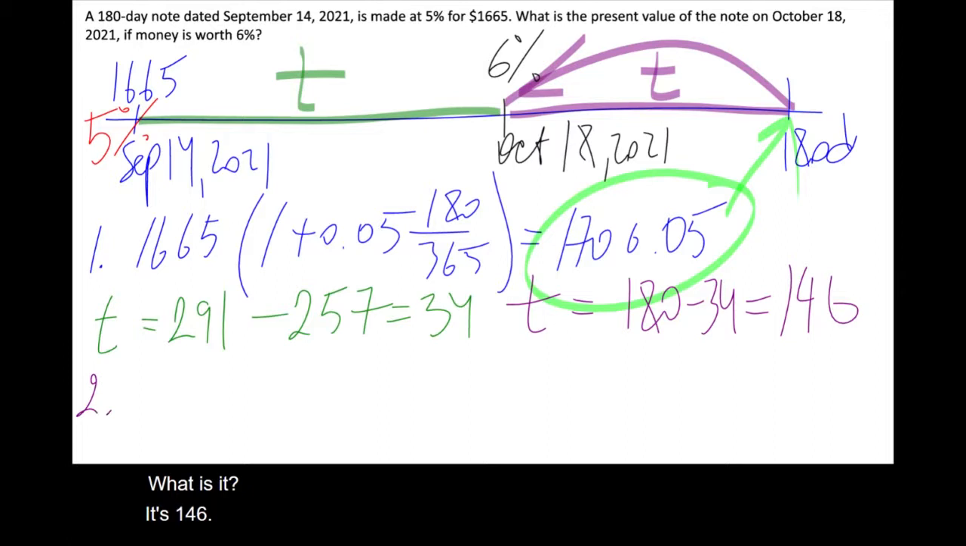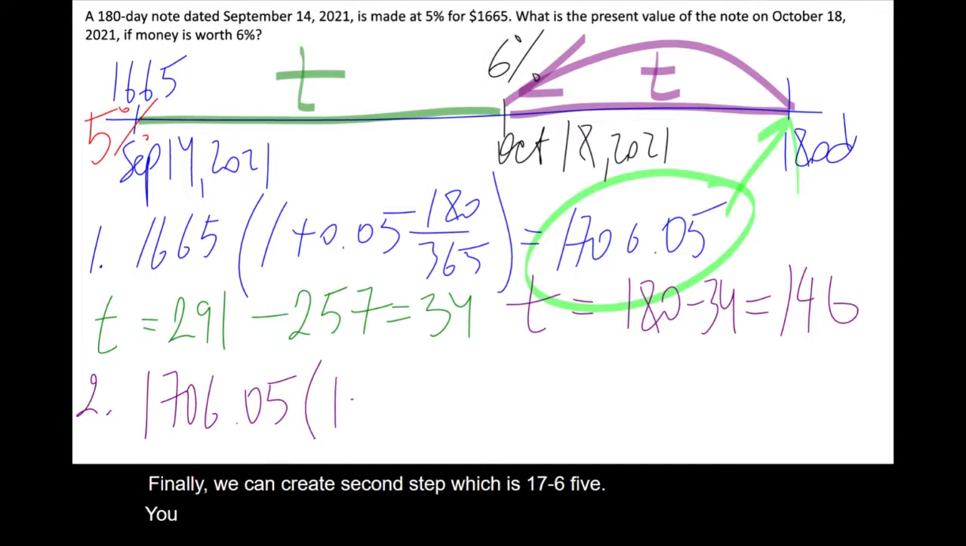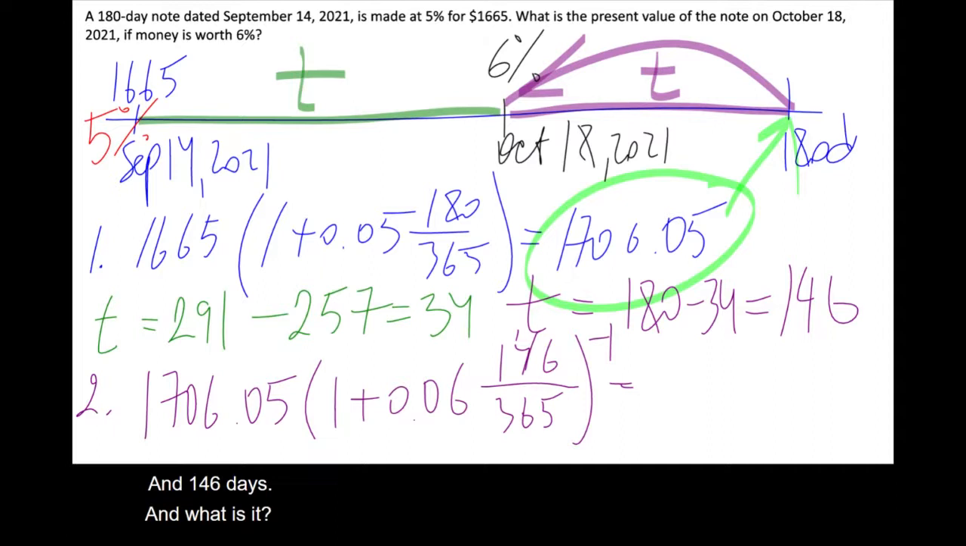And finally, we can create the second step, which is 1706.05. We're taking it back in time using 6% and 146 days. And what is it? I found 1666.06. That's it. Questions?